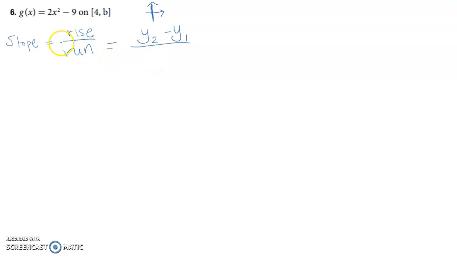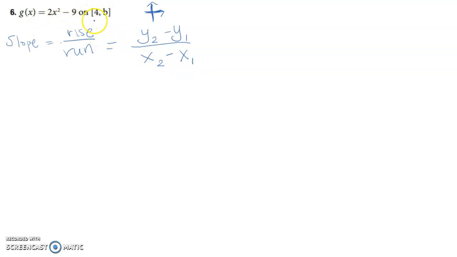And run is left to right. You either run to the right or to the left. So this is the x-axis we're talking about. This is going to be the change of x, which is x2 minus x1. All right, so this is our basic equation, and let's go ahead and see what this means.